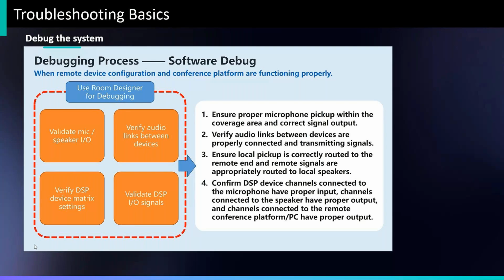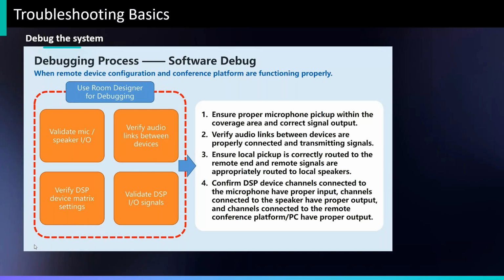The first thing you need to validate is whether the mic and speaker have an input or output signal. The second thing is to verify the audio links between the devices. Because in the run mode, you will be able to know whether the audio flow is working. The color of the linkage is white or not. By the way, you can check in the Deploy Manager whether your configuration is successfully uploaded.